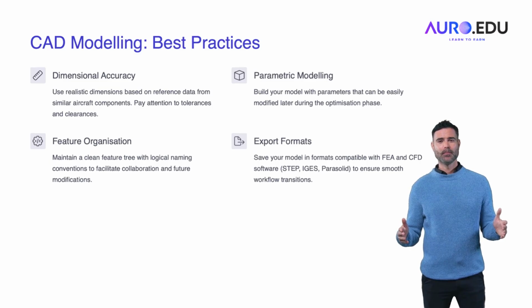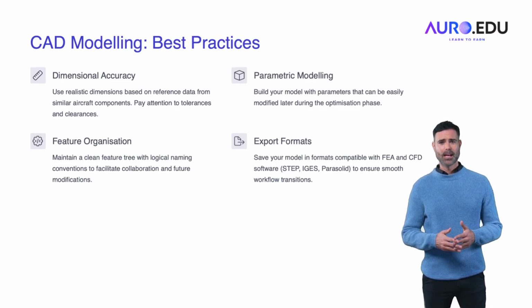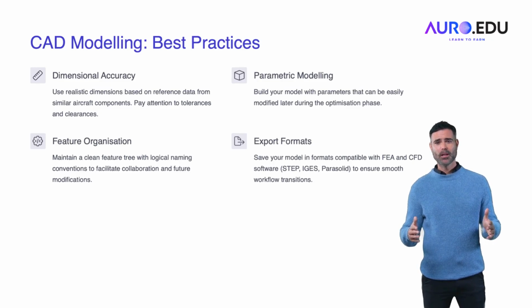CAD modeling. Best practices. Use real-world dimensions and data when possible. Keep your model parametric. It helps when you need to make quick iterations during optimization. Organize your design tree for readability and teamwork. Export in the right formats to ensure smooth import into simulation tools. Think of this model as the truth your simulations will depend on.